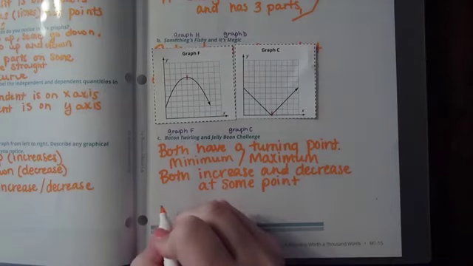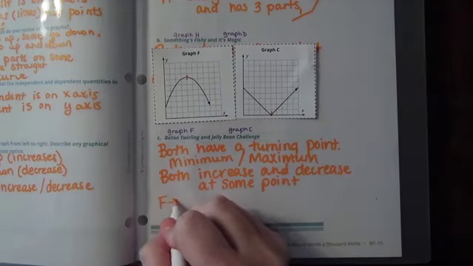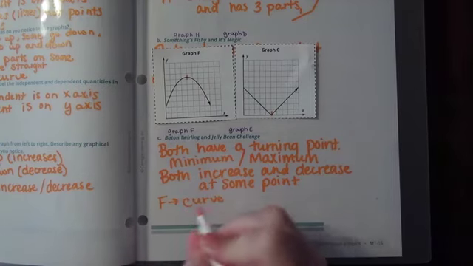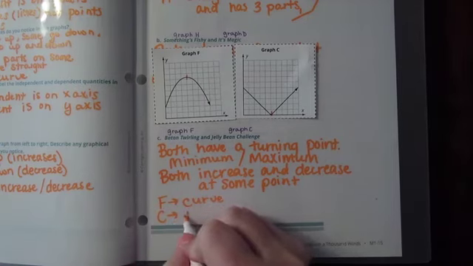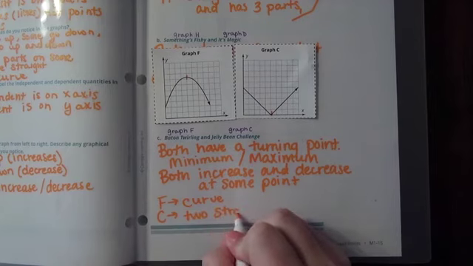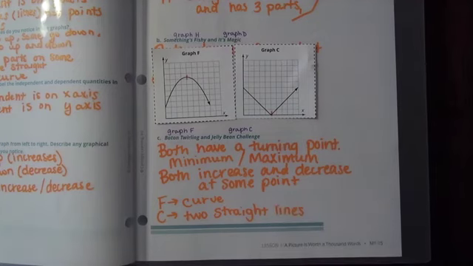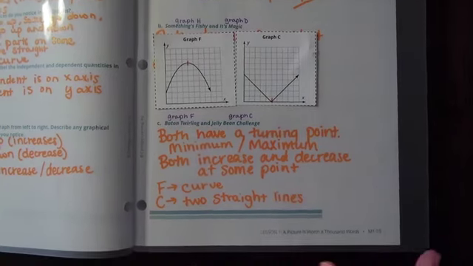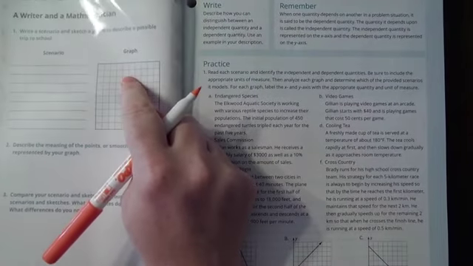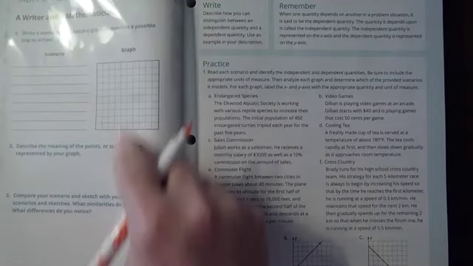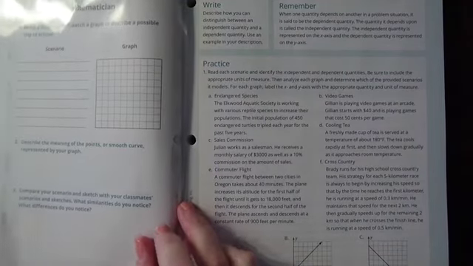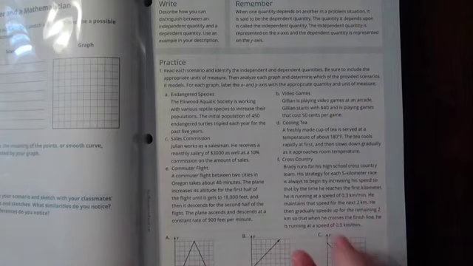Okay, different. Graph F is a curve. Graph C is two straight lines. Okay, so that is all of that. The next thing that you're going to do is just talking about, you're not going to do the talk. You could if you wanted to just see how you could do. But the next thing you're going to do is the assignment. Okay.